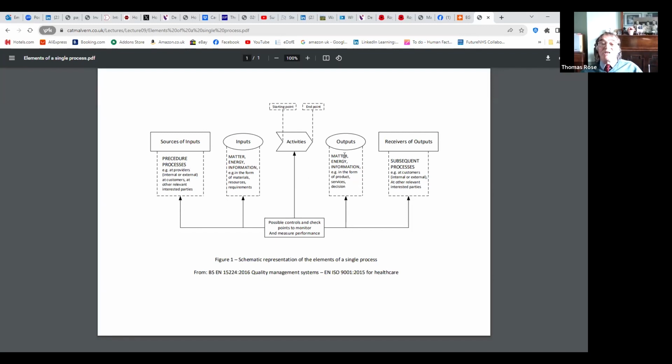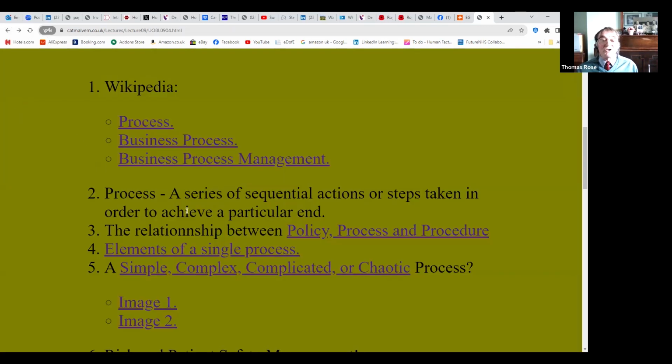The quality of your outputs is going to be very much defined by the quality of your processes and the activities within your processes. So that's a diagram that ISO 9000 use to illustrate the elements of a process, and it's quite important that's understood.